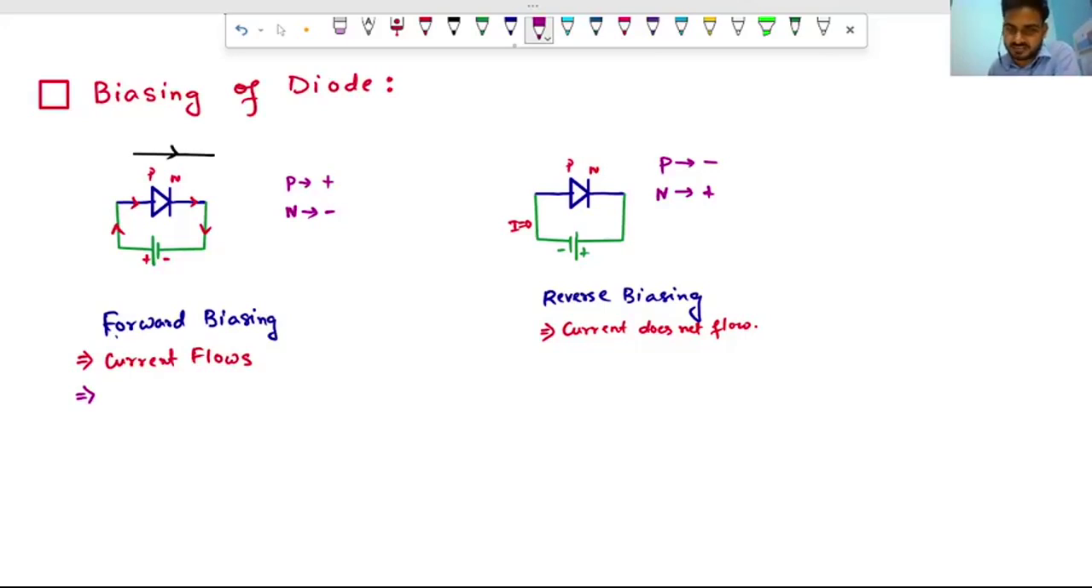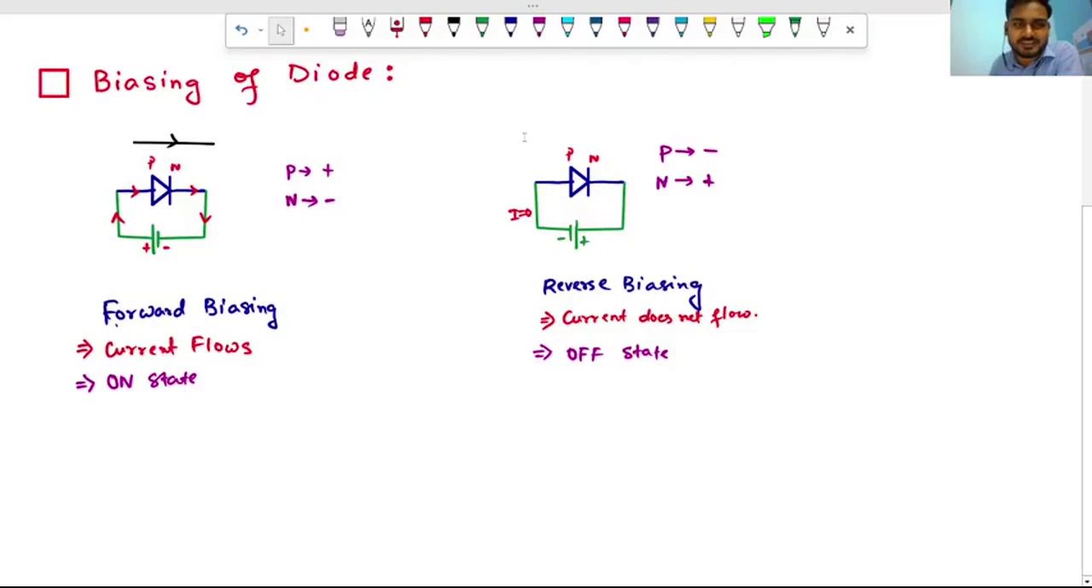How? It will be better if we discuss reverse bias first. When the diode is connected in reverse bias with a battery, no current flows. What does it mean? It is as if it is in the off state of a switch. Similarly, for forward biasing, it acts like the on state. The switch is on. Okay, great. So this is all about biasing of diode.